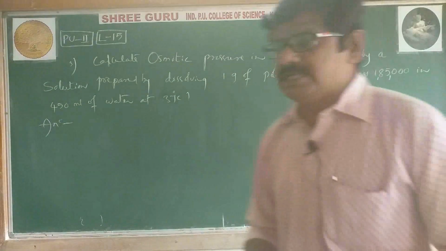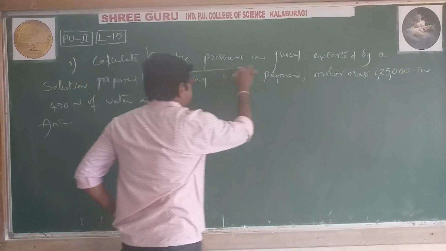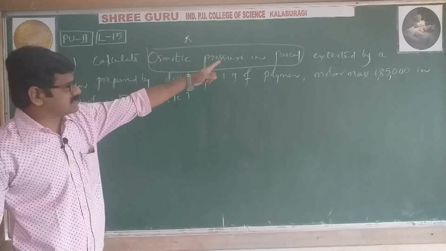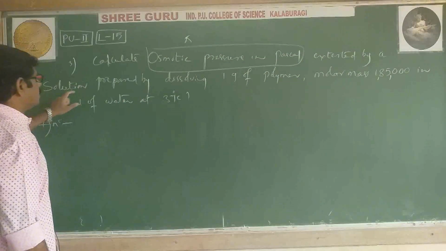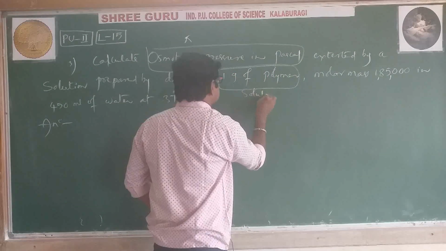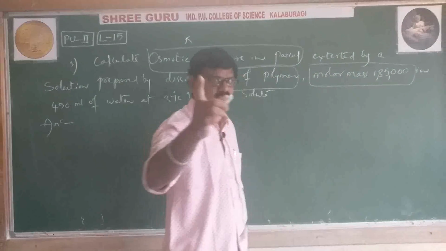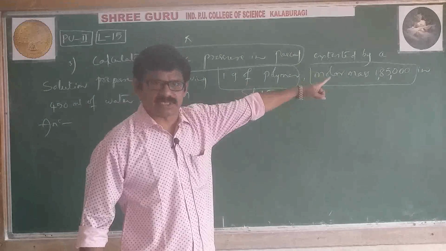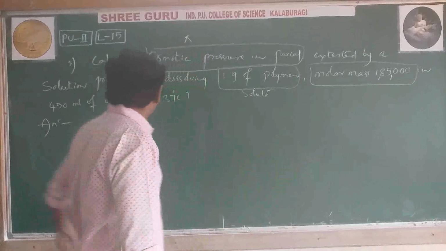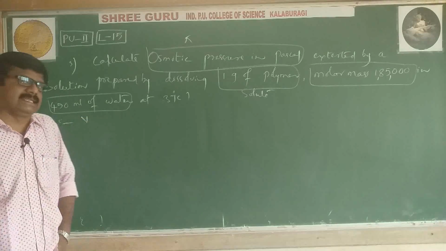Okay, next question is like this. Calculate osmotic pressure. He is asking here osmotic pressure pi value, that is in Pascal. Osmotic pressure in Pascal exerted by a solution prepared by dissolving 1 gram of polymer, that is a solute, W2, and its molar mass M2 is also given, remember, 1,85,000, that is molar mass, because it is a polymer, its molar mass is very high. Then in 450 milliliters of water, volume has been given in milliliters.